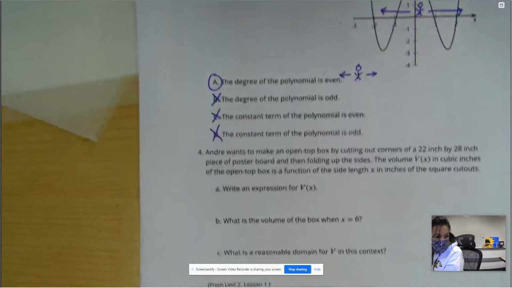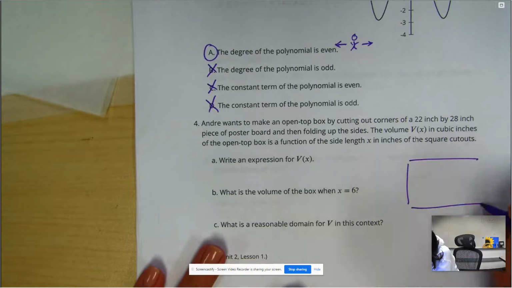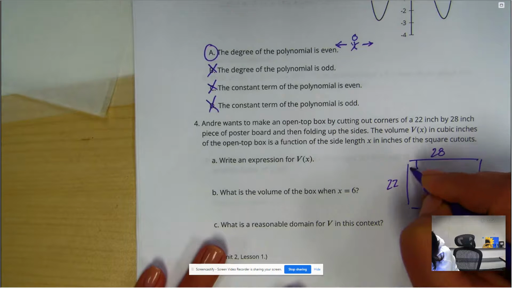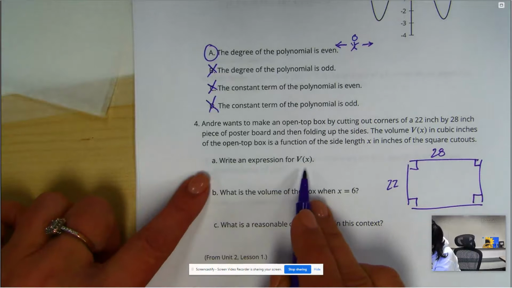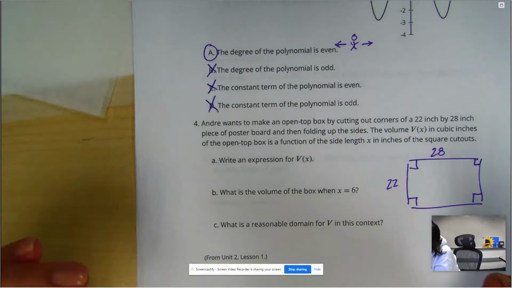Number 4, here's the infamous box problem. Andre wants to make an open top box by cutting the corners of a 22 by 28. Show the visual here, 28, 22, and I'm cutting corners out. Write an expression for the volume. Volume is length times width, and then if I fold up those corners, height.